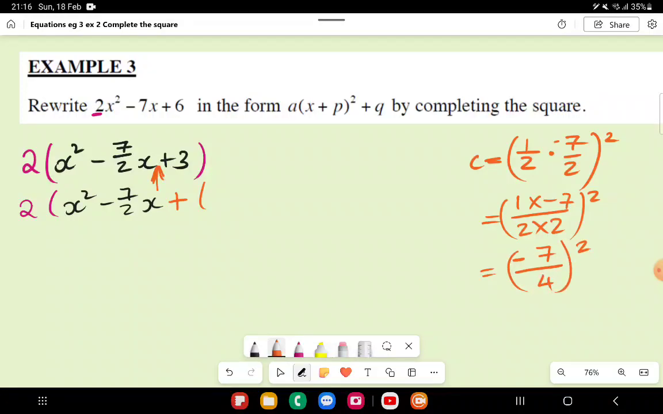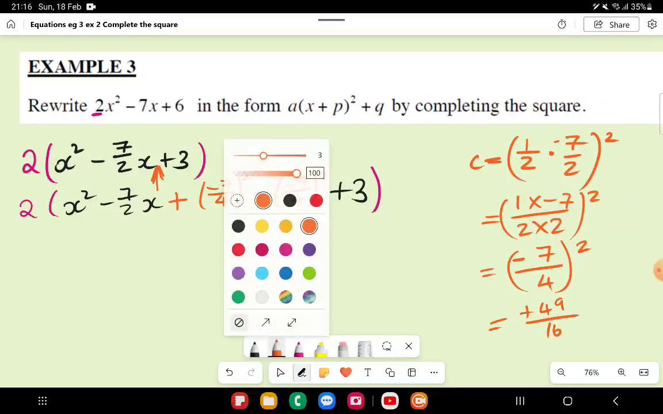And I need to square that. Okay, this is my b value. If I do square it, it becomes positive 49 over 16. I'm fine with that. Okay, so what do I write here? I am going to write negative 7 over 4 squared minus negative 7 over 4 squared. And then that plus 3, I bring down and I close my pink bracket.